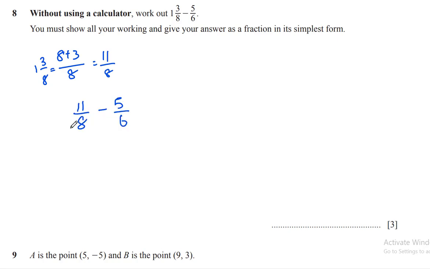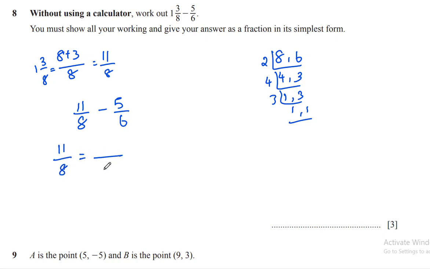Both are unlike fractions, so we have to find the LCM of 8 and 6. What is the LCM of 8 and 6? 8 is 4 times 2, and 6 is 3 times 2, so the common 2 is taken once, then 4 once, then 3 once. So the LCM is 24.